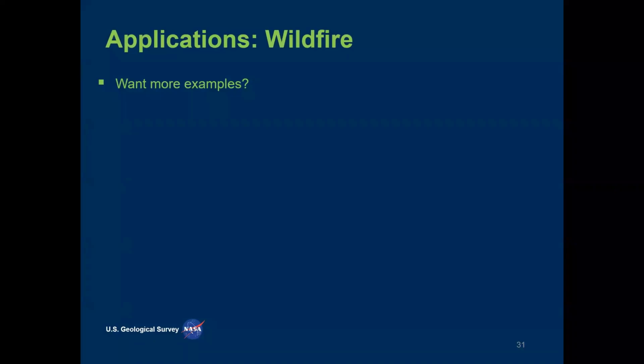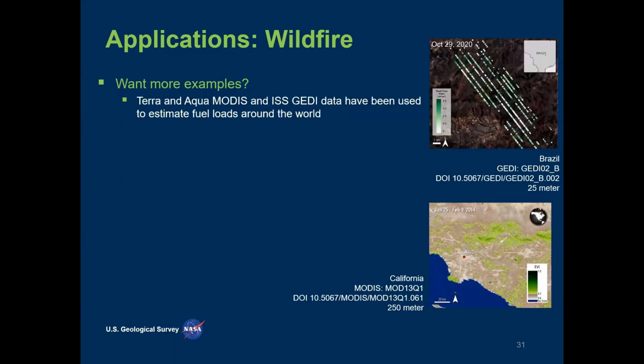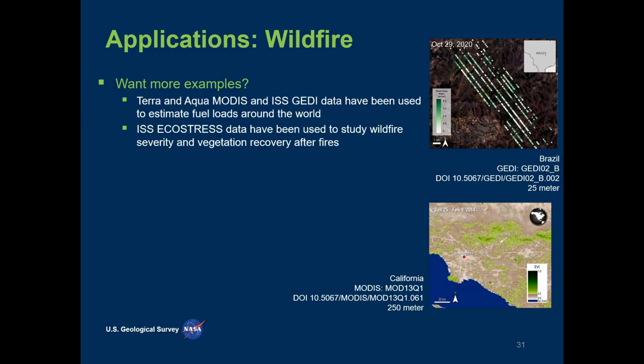On the LP DAAC website, we have even more examples of how various data are successfully used to conduct fire-related research, whether that's using MODIS NDVI data or GEDI Plant Area Index as remote estimates of fuel load, or how the ISS ECOSTRESS data is used to study evapotranspiration and vegetation recovery after a fire, which we actually have two really awesome podcast episodes on this topic that I highly recommend, where researchers are talking directly about their ECOSTRESS research. I'll point that out during the website demonstration later in a little bit, where you can find those episodes.